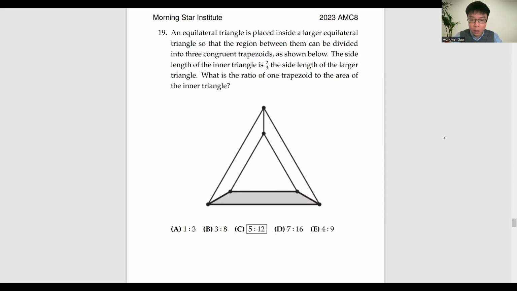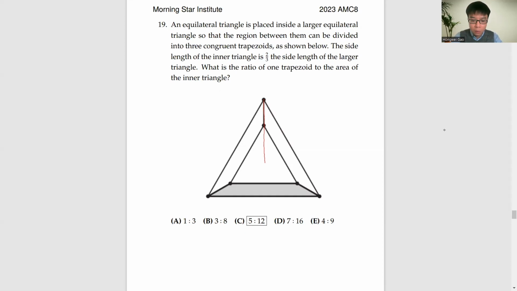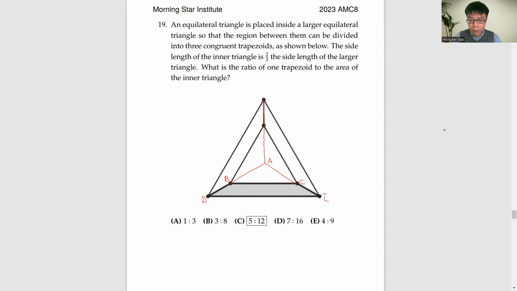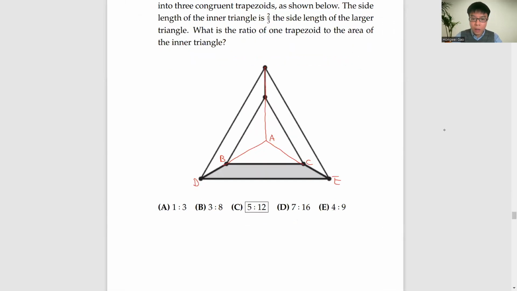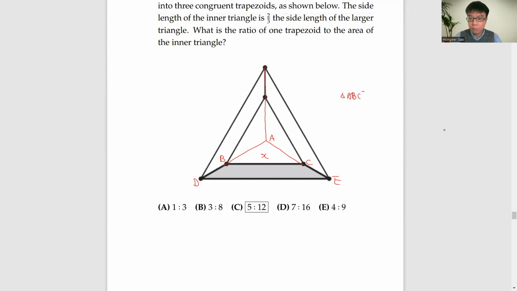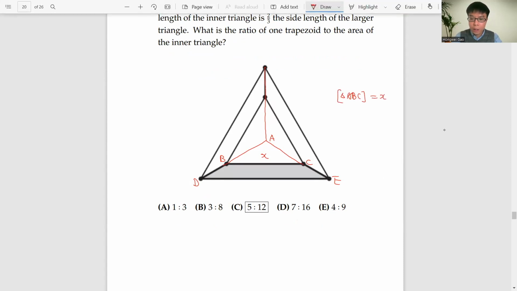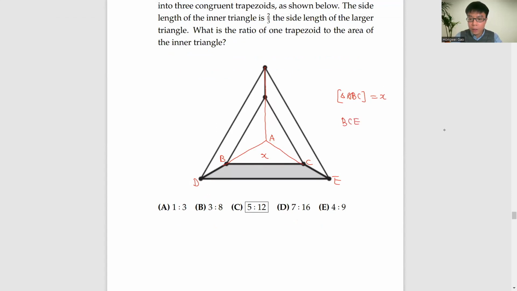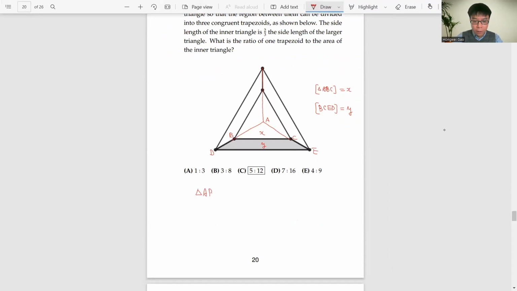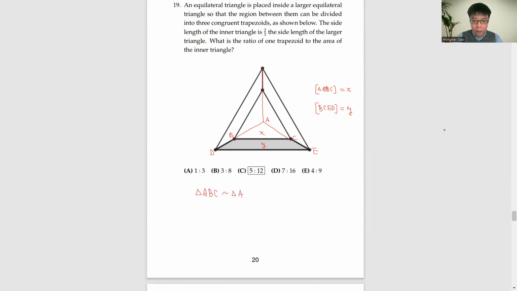Now let's extend these lines to meet at the center of both triangles. I will call these A, B, C, D, and E. Let me call the triangle ABC has area X. The area is X. And BCED, the trapezoid, has area Y. Now we know that triangle ABC is similar to triangle ADE.